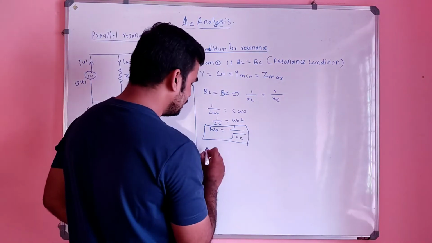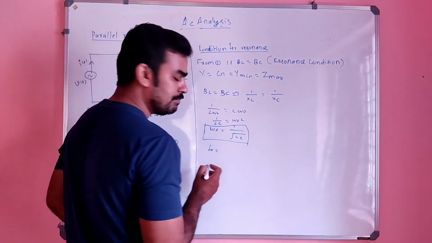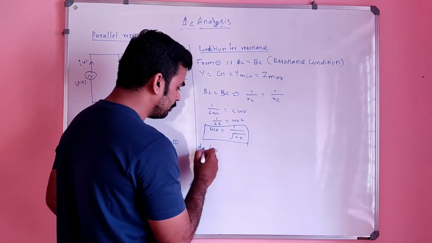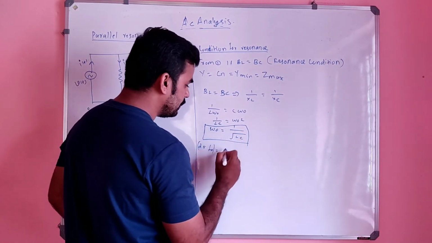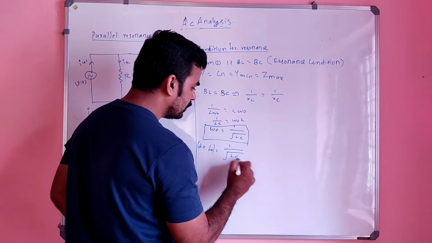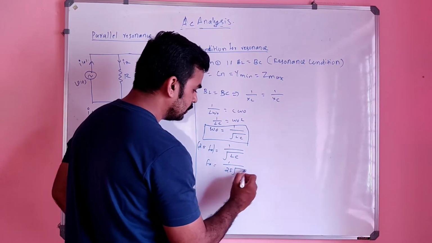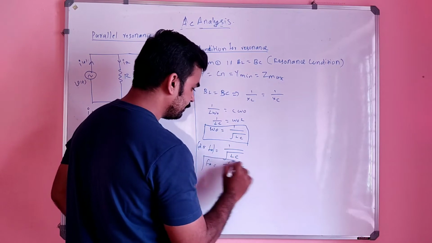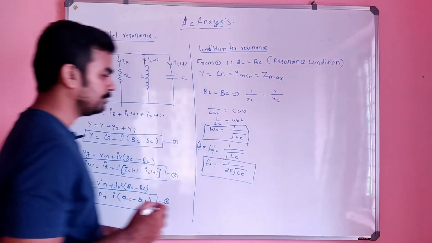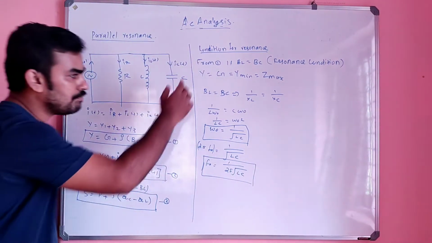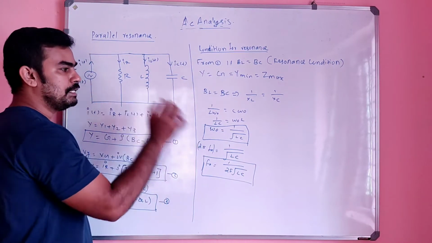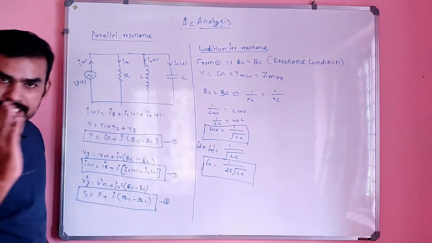Or I can write F0 will be equal to, what is F0? Omega 0 is nothing but 2 pi into F0, right? 2 pi into F0 equal to 1 by root LC, or I can write F0 equal to 1 by 2 pi root of LC, right? 1 by 2 pi root of LC. So from this you can find that the resonance frequency is same for both series and parallel connection.